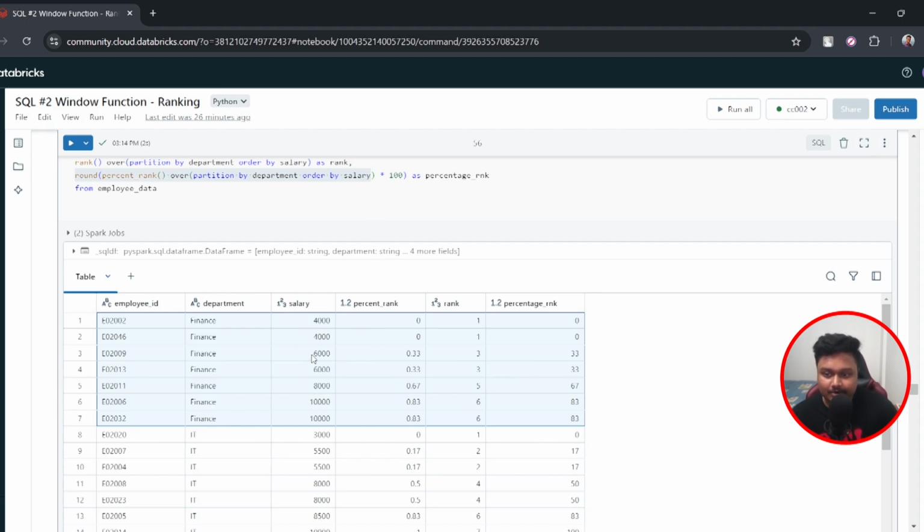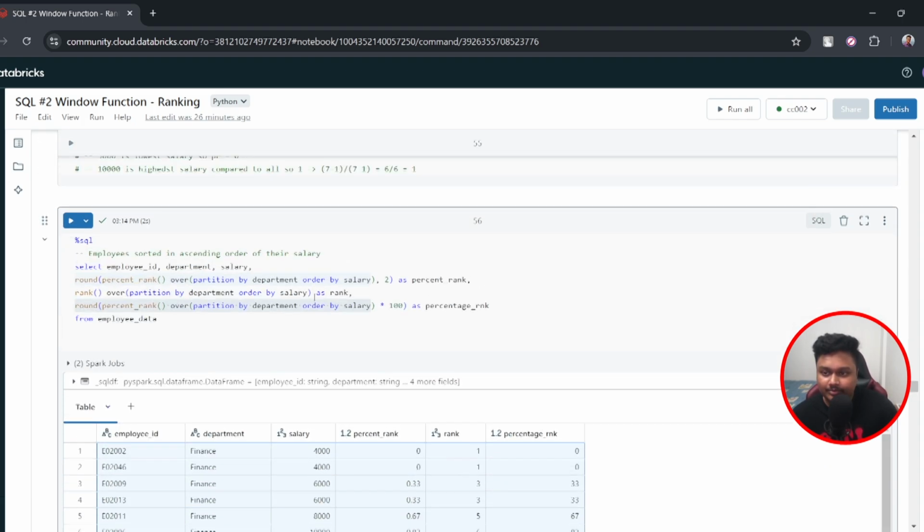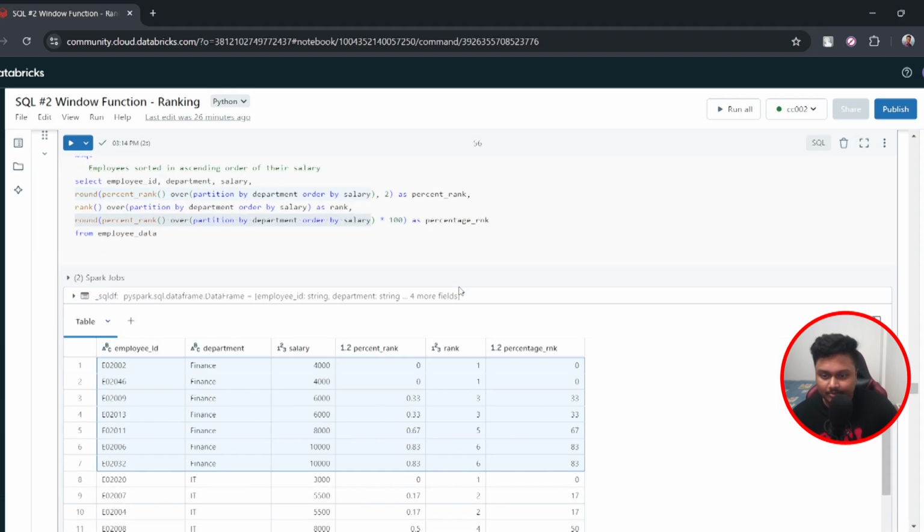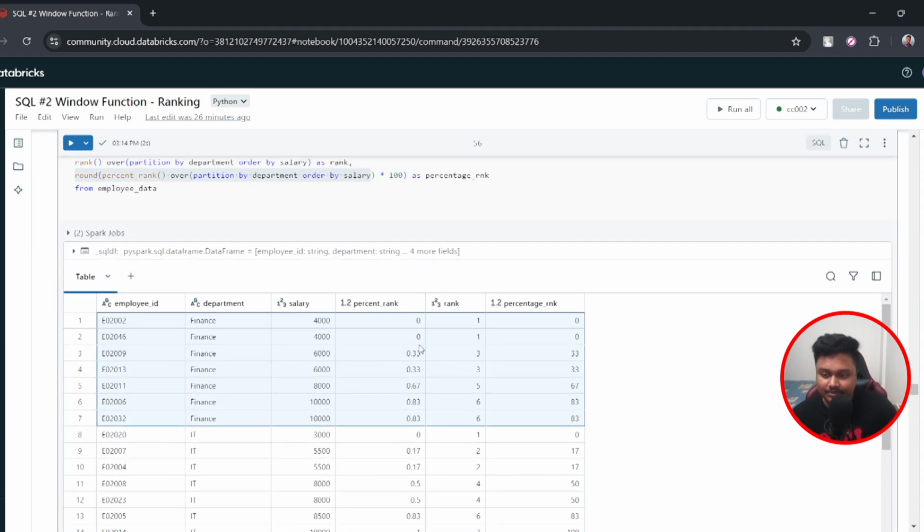Similarly, let's see about this 6,000 salary. Now the rank for 6,000 is 3. So based on our formula, 3 minus 1 gives us 2, divided by 7 minus 1, which gives us 6. So 2 divided by 6 gives us 0.33. And as you can see, the percentage is 33. So this percentage and this percent rank means that 33% of rows are lower than this particular salary.